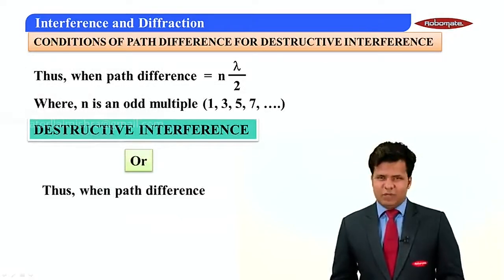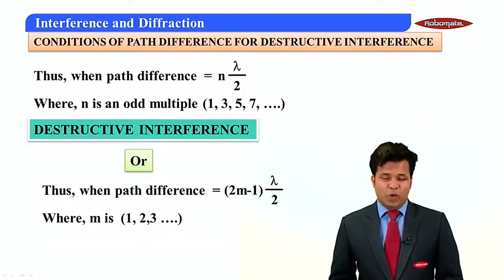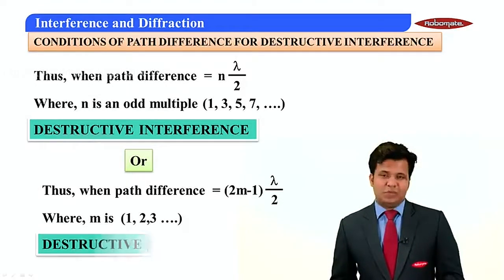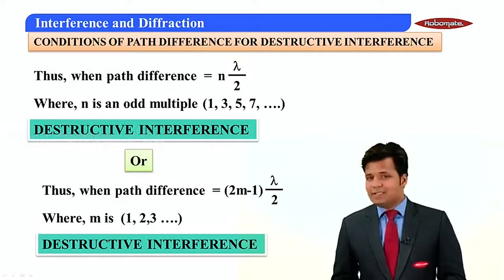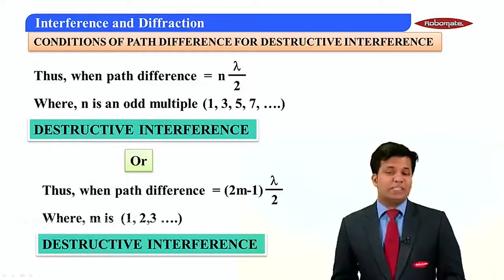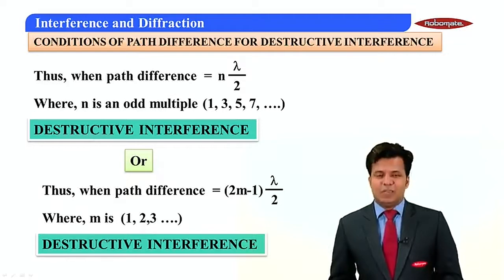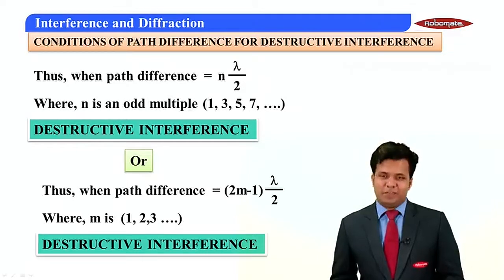I can write this in one more format: path difference is equal to (2m minus 1) lambda by 2, where m is 1, 2, 3. This would be giving me destructive interference one more time. So this is what we learned from this module: conditions for constructive and destructive interference in terms of path difference.